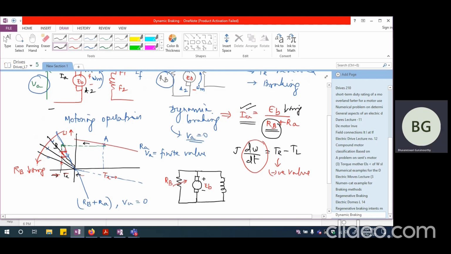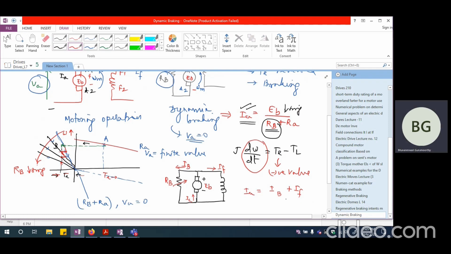Okay, so the field is actually being supplied by the generated EMF itself. So this is going to be IF and this is going to be IA, and both of them are going to be supplied by the armature. So I'm going to have this as IA. Rather, this is I braking, I should say. This is not IA, I should write this as I braking. So IA is going to be the sum of IB plus IF. Both of them are going to be added together to yield armature current.